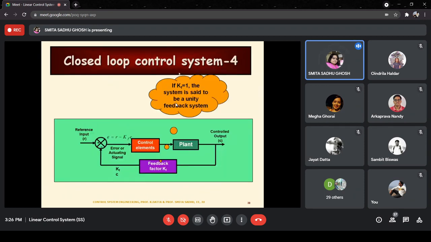Okay, so some things we've already described are on the subsequent slide. If kf is equal to 1, the system is said to be a unity feedback system. So if this is equal to 1, it will be called a unity feedback system.